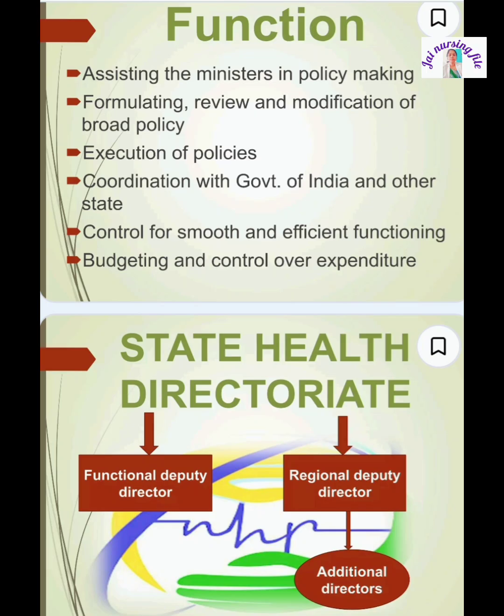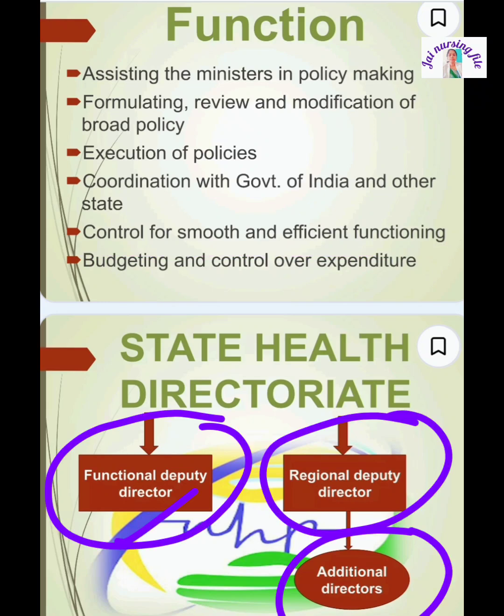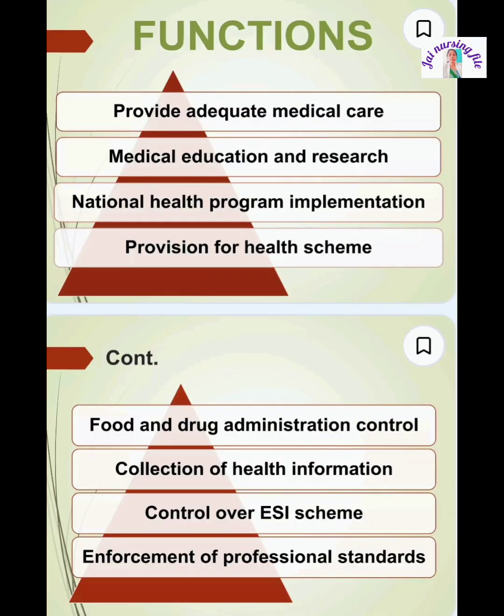Next, move on to the functions. Assisting the ministers in policy making, and then formulating, reviewing, modifying broad policies, and then execution of policies, and then we have to coordinate with the Government of India and other state members, and control for smooth and efficient functioning. So now the State Health Directorate is divided into functional, regional, additional directorates. So you have functional deputy, then regional deputy director, and then additional directors. Next, move on to the functions.